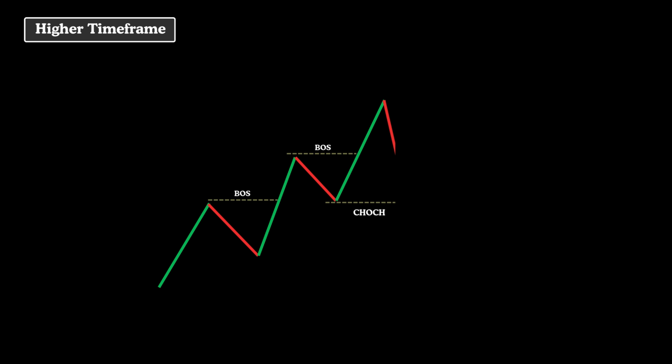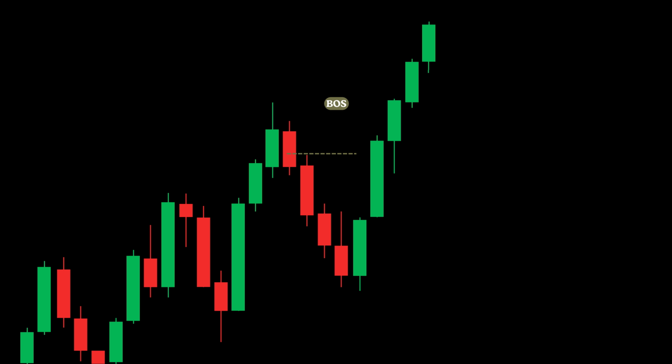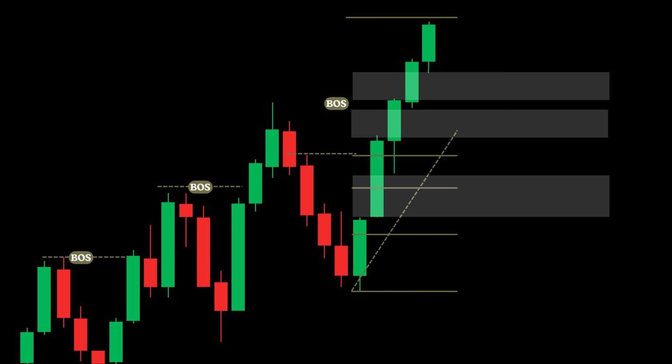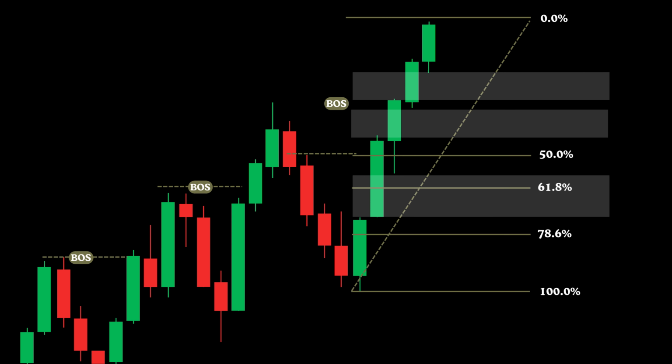First, analyze market structure on the higher time frame. Generally, while analyzing, we apply smart money concepts such as breaks of structure, change of character, and liquidity traps to determine market direction and key zones. Here, we can see multiple bullish break of structures on the chart. This clearly confirms a bullish trend. The next task is to mark high probability fair value gaps on the chart. Then we use the fair value retracement tool to see whether price is in a discount or premium zone. In a bullish environment, focus only on fair value gaps lying in the discount zone.